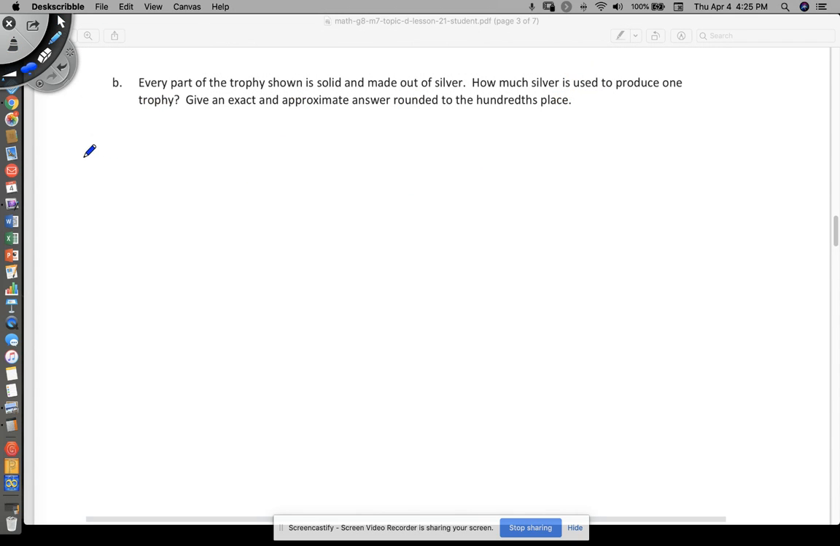So I'm going to let you guys start off with the easier one. Go ahead and find the volume of the rectangle. And that's the length times width times height. So go ahead and pause the video if you need to.